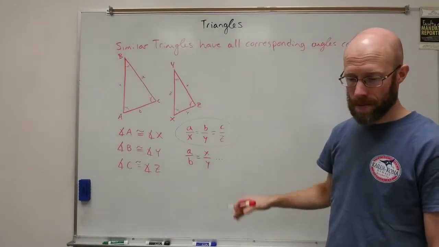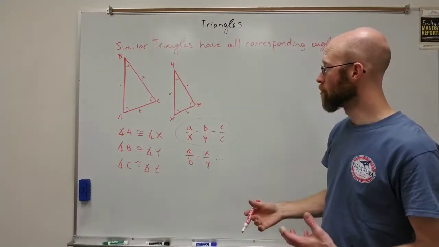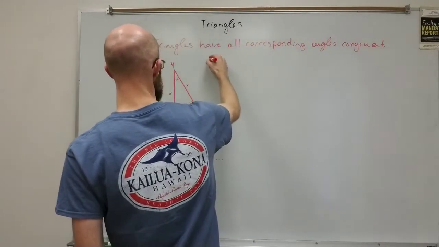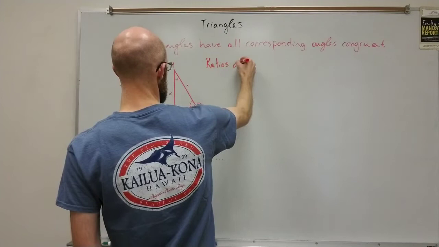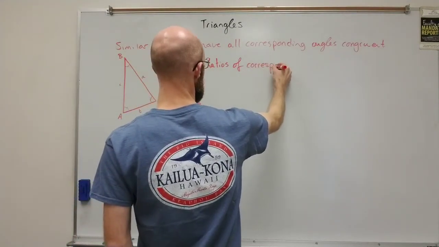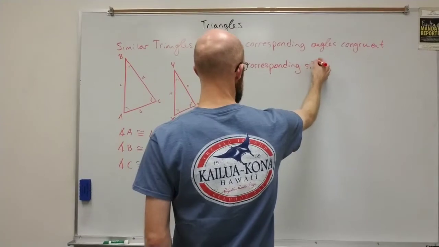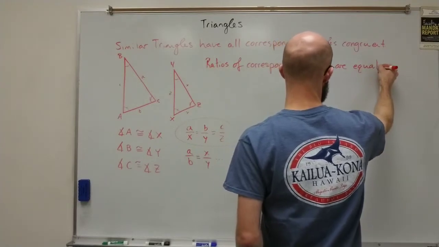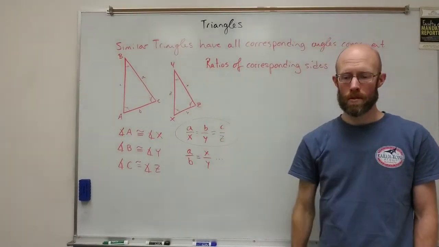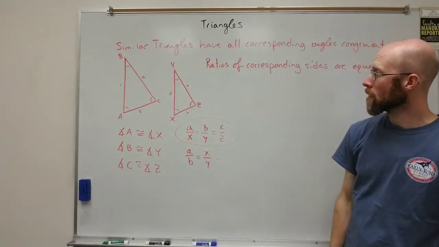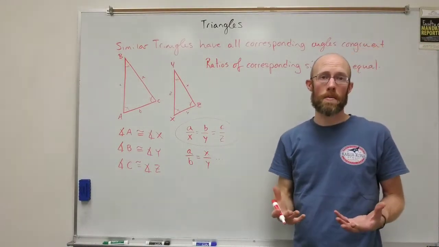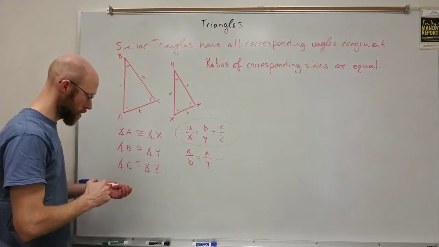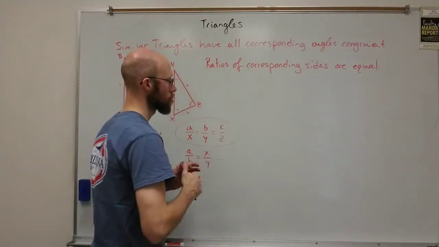Okay, so that just gives you an overview. So not only are corresponding angles congruent, but ratios of corresponding sides are equal. Okay, so that's really important for similar triangles. And so, if I threw some values in here, maybe I know some of those side measures, but I don't know all of them. For instance, I could make a triangle here.